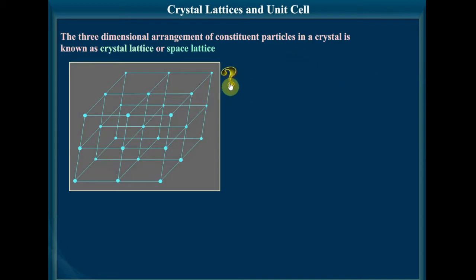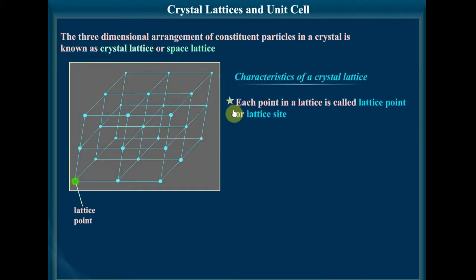Here you can see the three-dimensional arrangement of constituent particles in a crystal is known as the crystal lattice or space lattice.